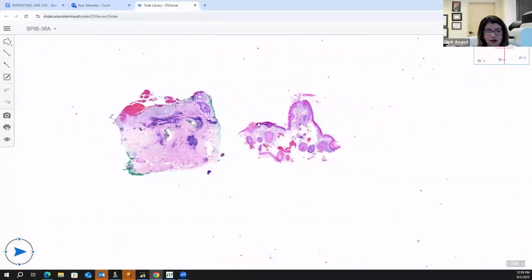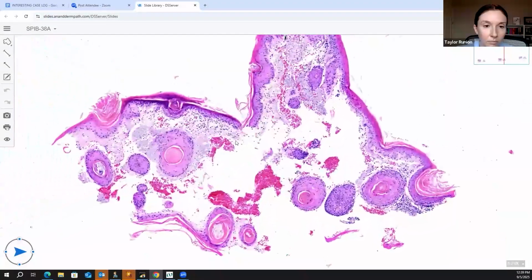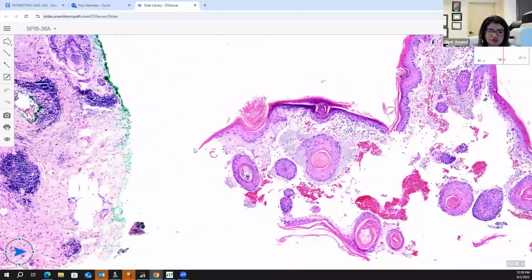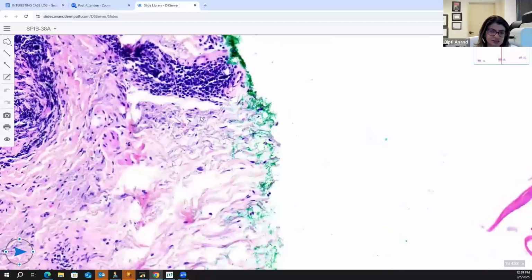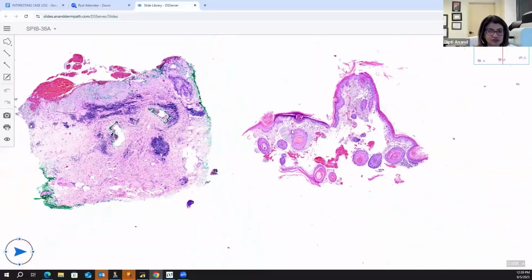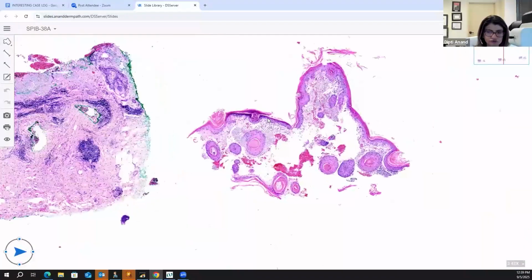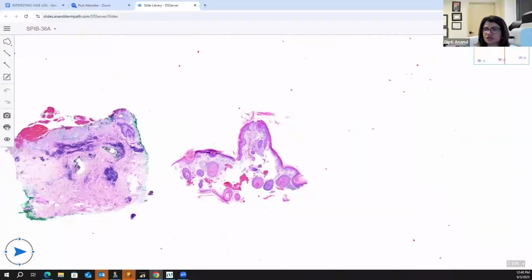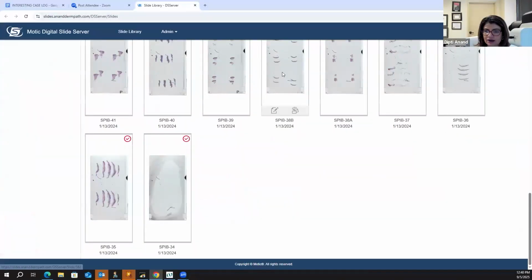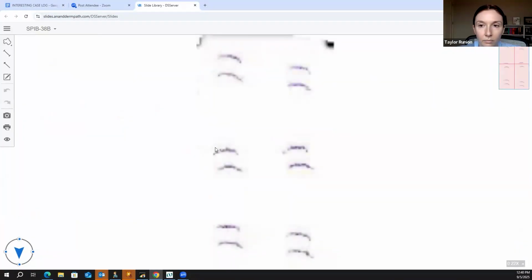Okay. So this is going to be a plaque of DLE, and even if you did not recognize there to be mucin, actually you are right. There is some mucin in the slide, but even if that was not present, it would still be DLE because of all this chronic interface change. Good. That was 38A, and now I have a 38B.